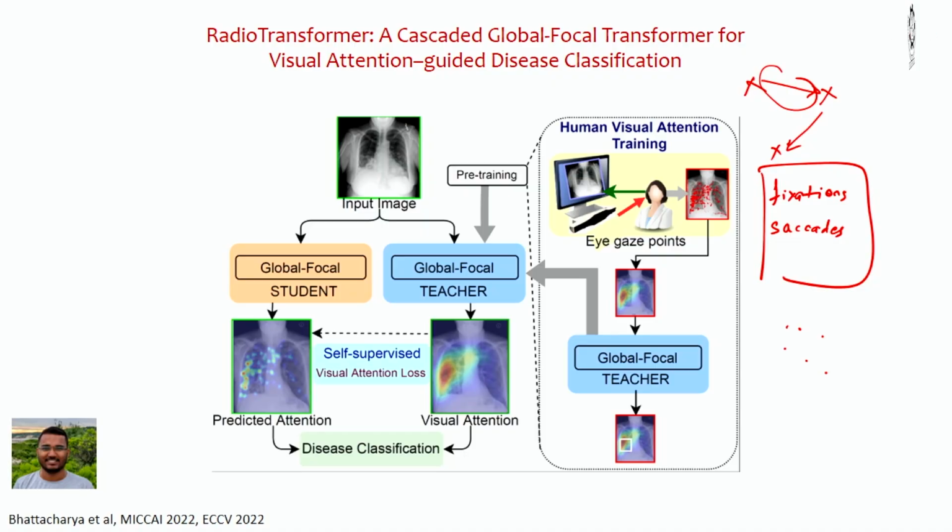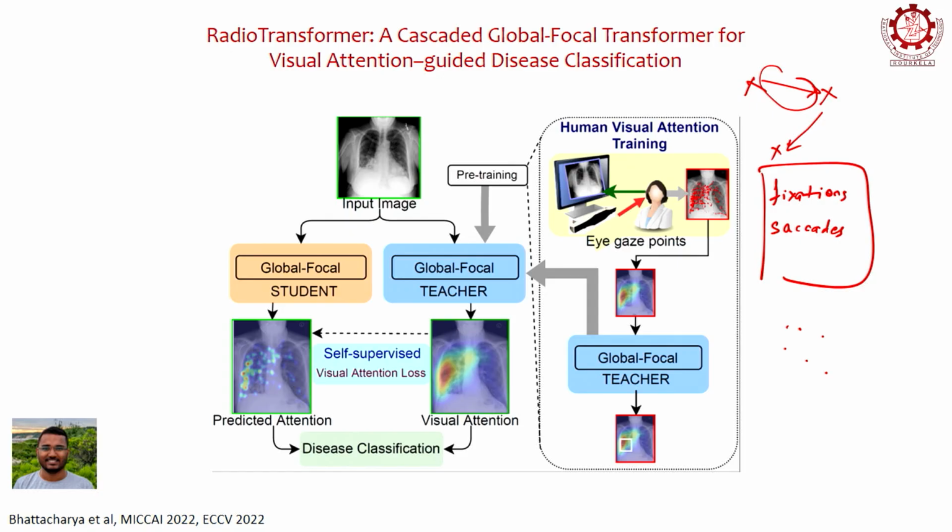So what did we do here? We trained a module called the Human Visual Attention Module, HVAT. In this module, we obtained the eye gaze points and the fixations, and we trained a teacher module, which was a global focal teacher. I'll tell you what global means and what focal means. We trained a teacher module, which was a Swin transformer.